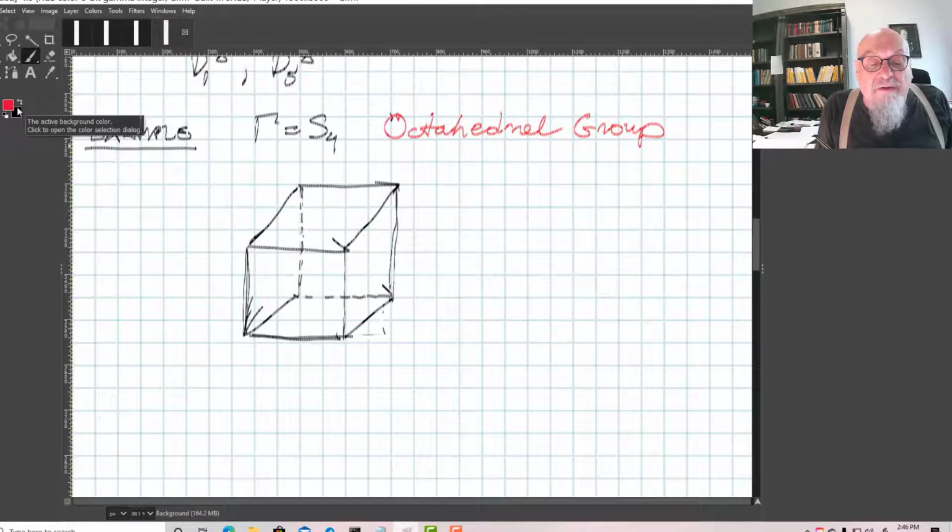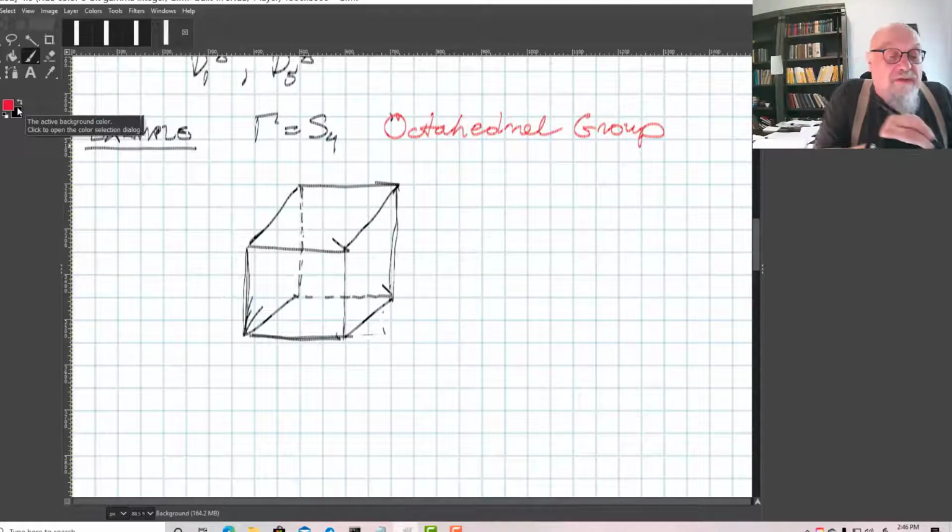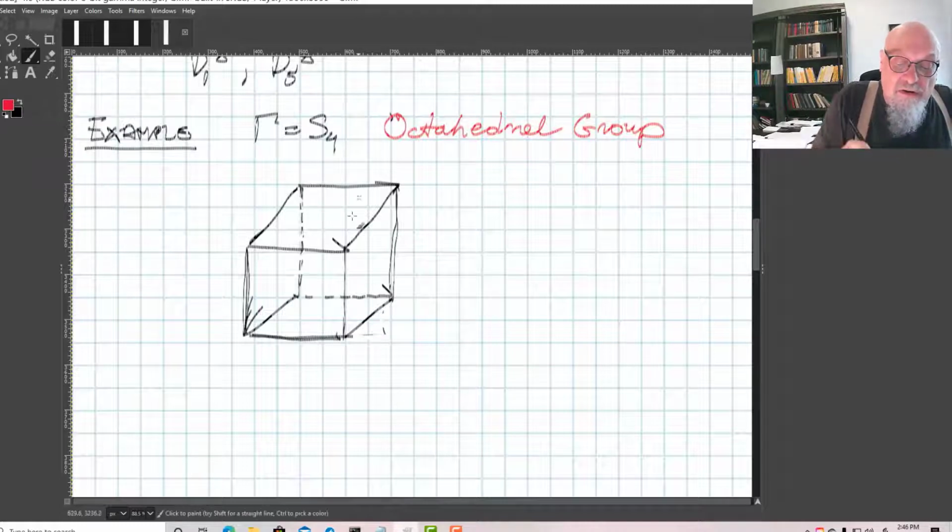So how does the group S4 act on this cube? What does it permute? In this case, when you look at this one, you don't see what it permutes, but actually there is something to permute. Notice that this group permutes the diagonals. So we have 4 diagonals in this cube.